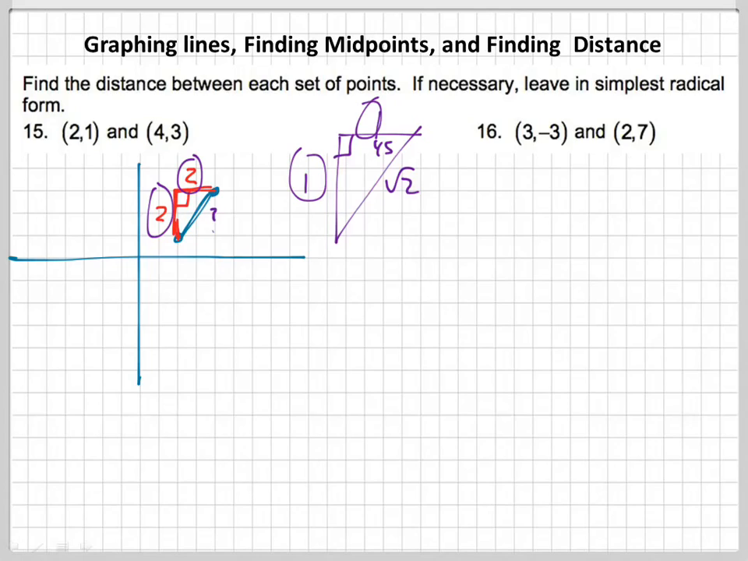What would this be then? How do you make the 1 into a 2? What would you multiply the 1 by to get to the 2? Multiply it by 2. Same thing here, you multiply by 2. So what would you have to multiply this by to find out this? Multiply it by 2. So your answer is 2 radical 2.